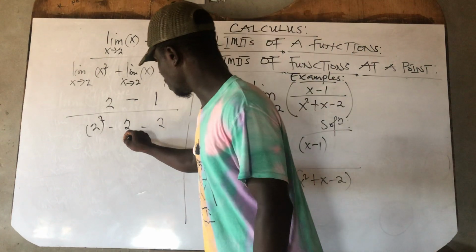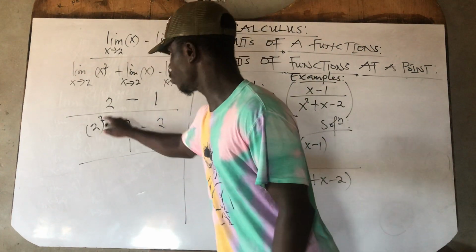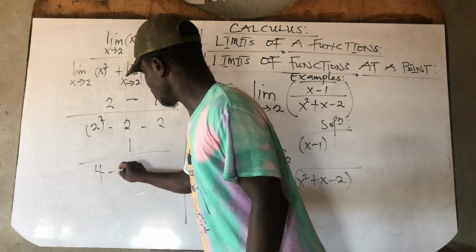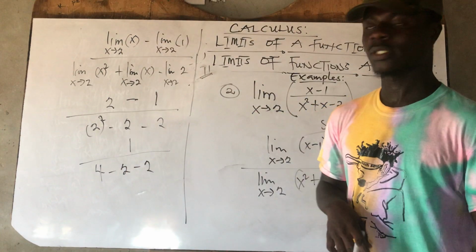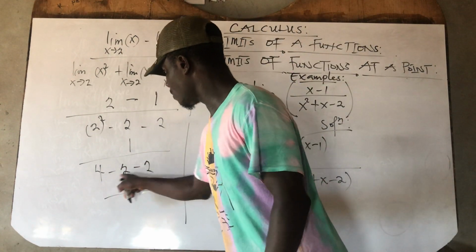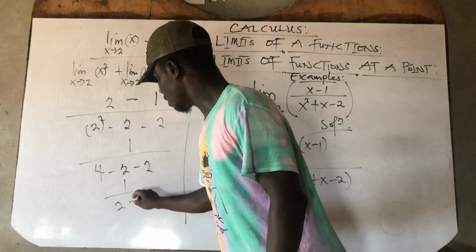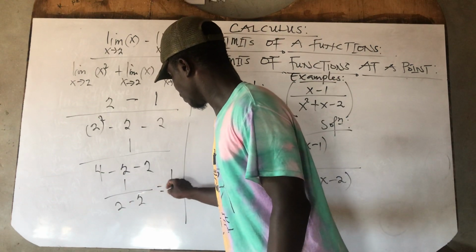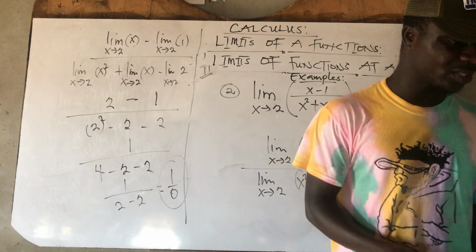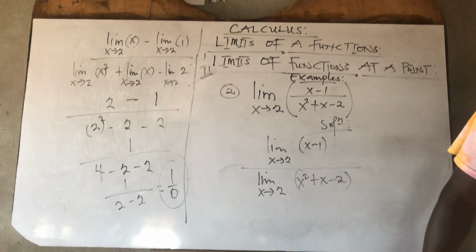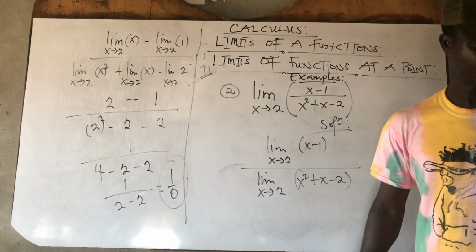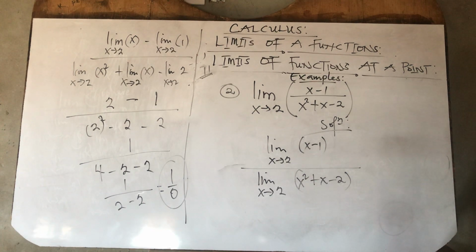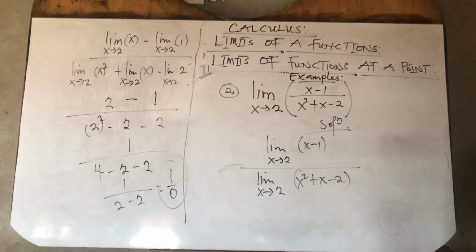So 2 minus 1 gives 1, all over 2 squared, which gives 4, minus 2, minus 2. Now, 1 over 4 minus 2 is 2, then minus 2, which is what? 1 over 0. This one, 1 over 0. Is that possible? Let me check the question.